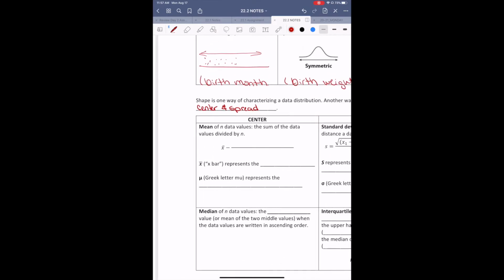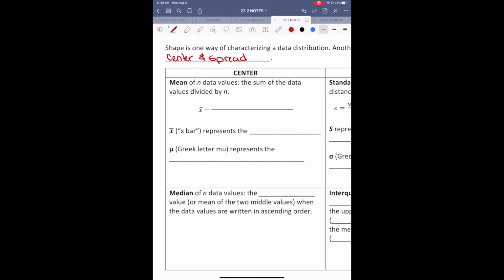For our center values, we use the mean of n data values, which is the sum of the data values divided by n. And we know that in order to find this value, that should be an equal sign, we would take our first data item, add the second data item, add the third data item, and so on and so forth, according to however many data items there are, and divide by the total number of data items.